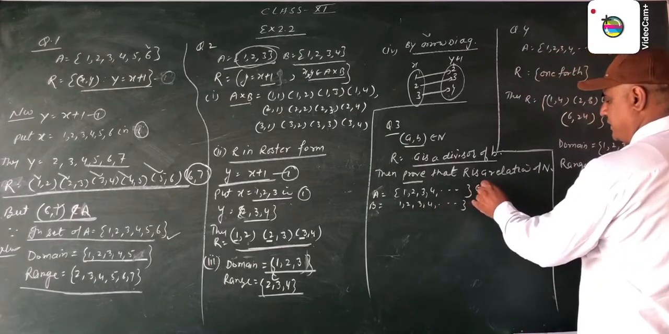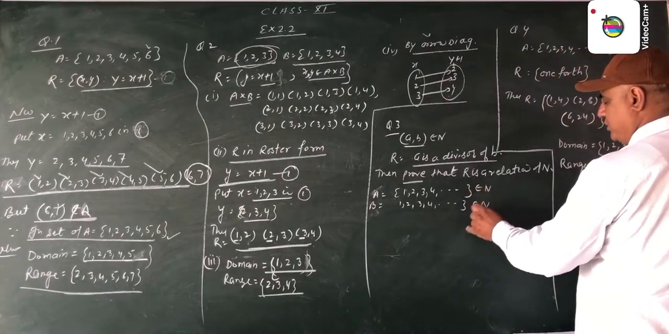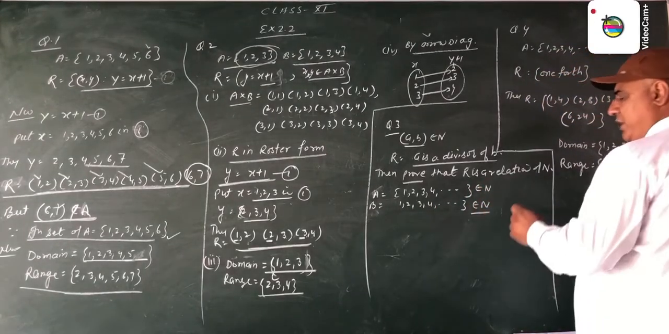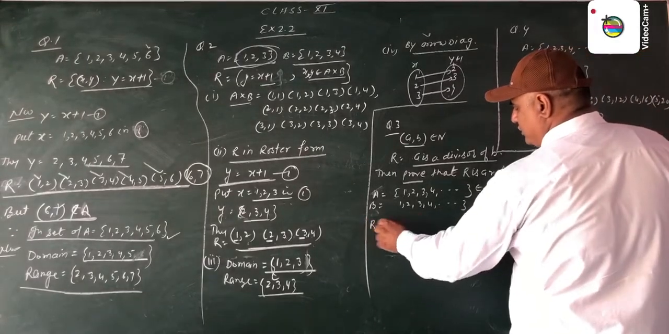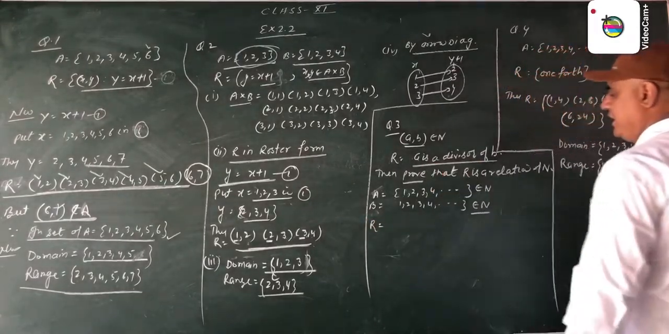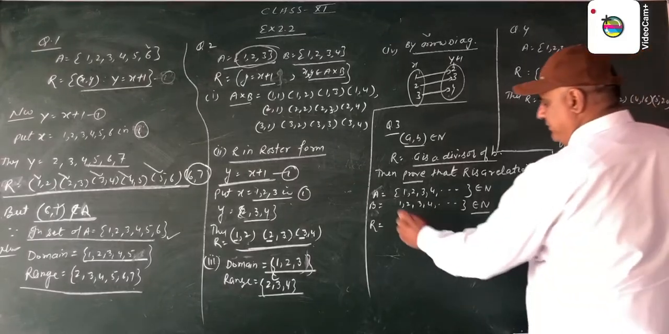This belongs to the natural numbers. This also belongs to the natural numbers. Now we take the relation of those sets: A is a divisor of B, that is, A divides B completely.